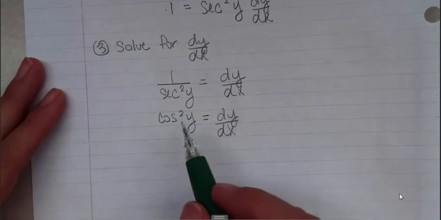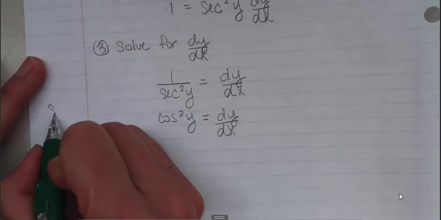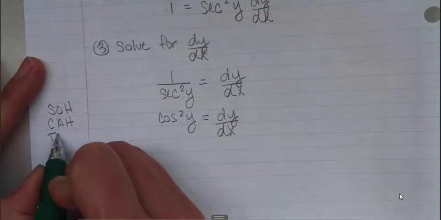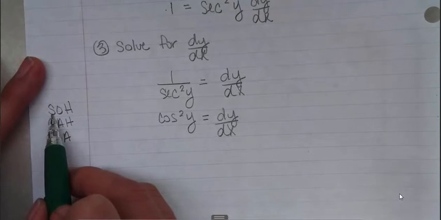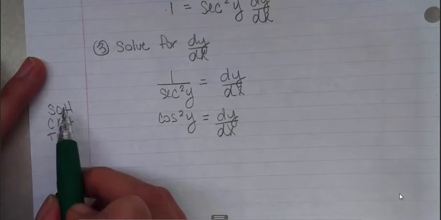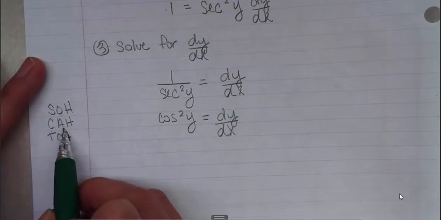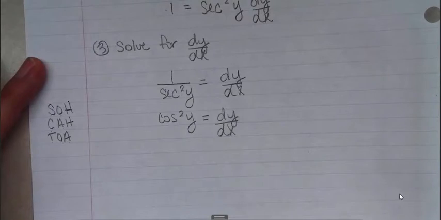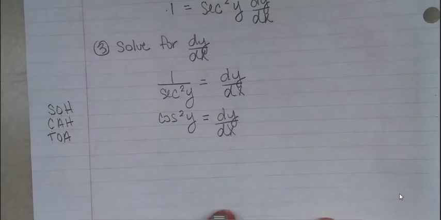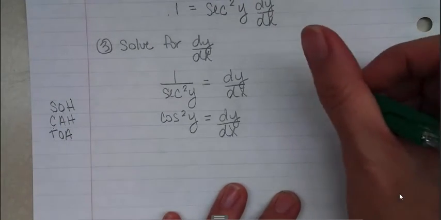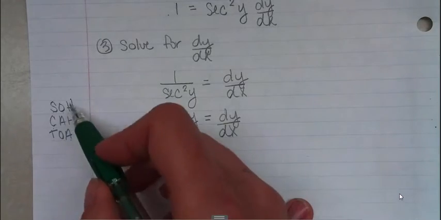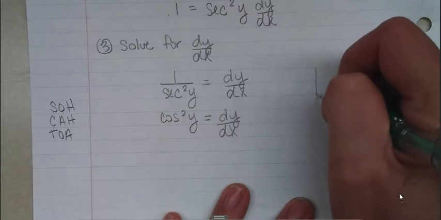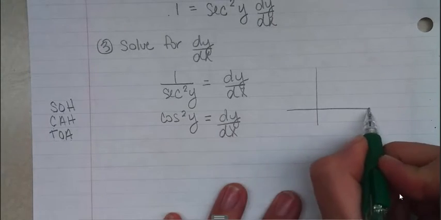If you guys remember your SOH CAH TOA, where sine is the ratio of opposite over hypotenuse, cosine is the ratio of adjacent over hypotenuse, and tangent is the ratio of opposite over adjacent. Alrighty. So these are right triangle ratios. So I'm going to go ahead and draw myself a right triangle.